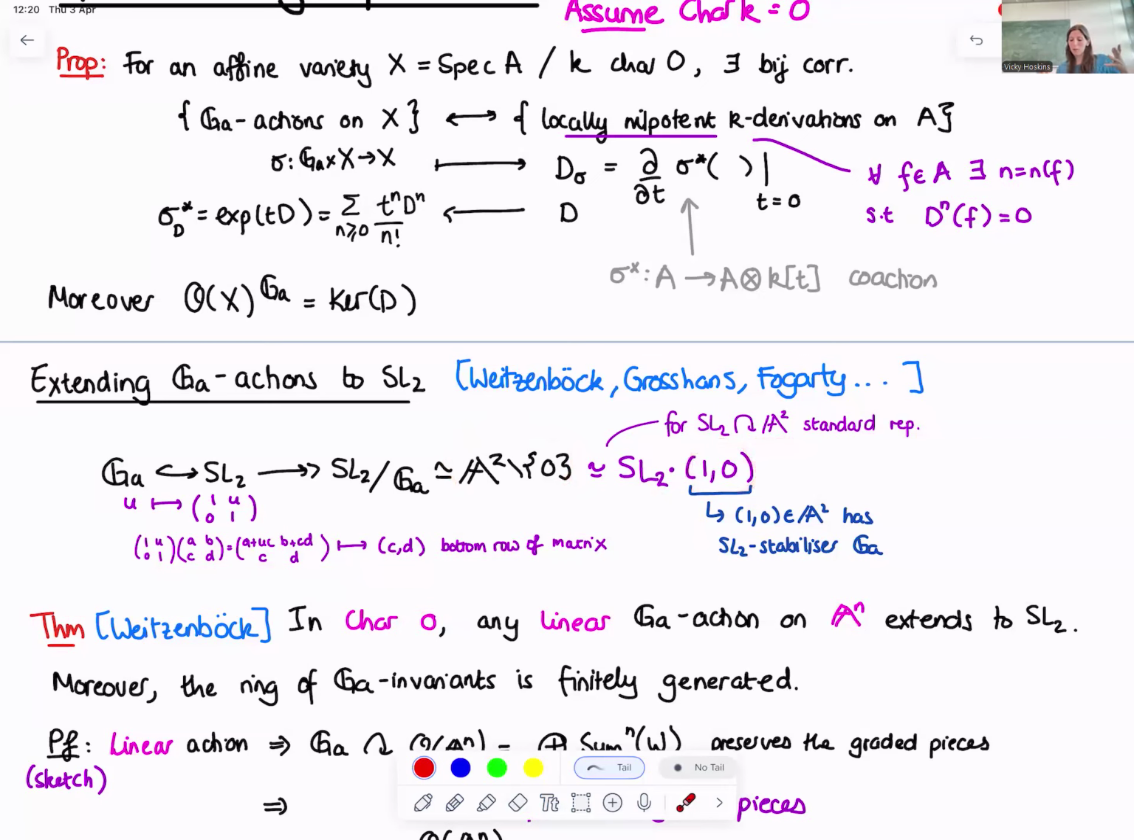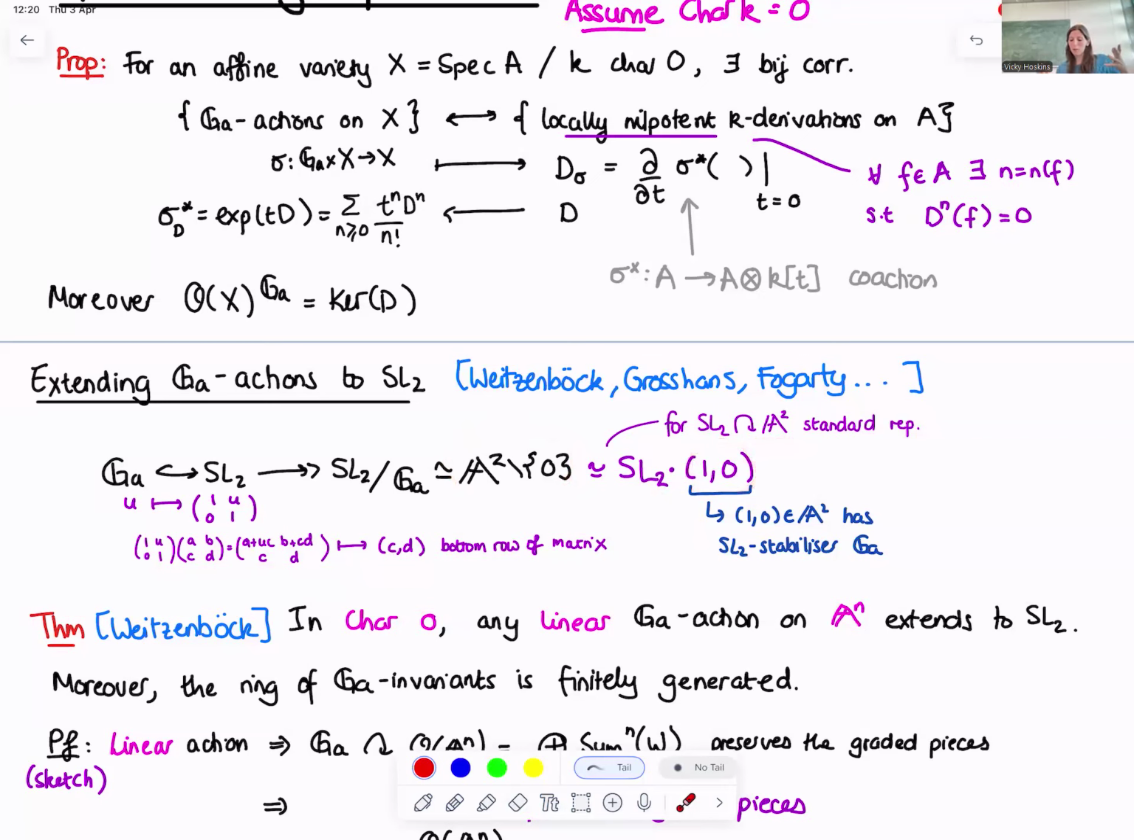So this helps you to describe this quotient as A2 minus the origin. The theorem that I wanted to explain about extending GA actions to SL2 is that in characteristic 0, any linear GA action on an affine space can be extended to SL2. And then using this, you can prove that the ring of GA invariants is actually finitely generated.